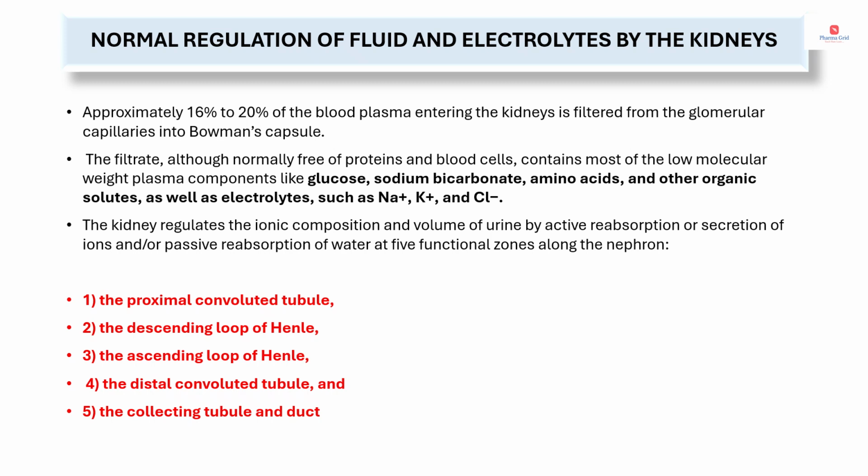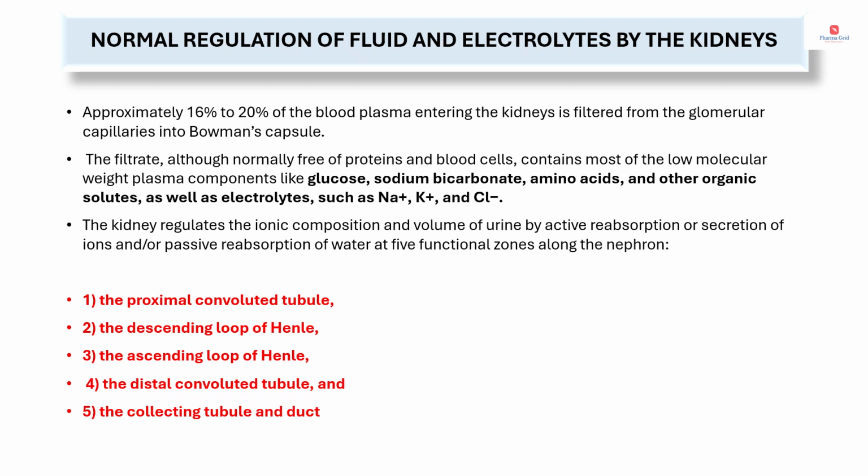Bowman's capsule. The filtrate, although normally free of proteins and blood cells, contains most of the low molecular weight plasma components like glucose, sodium bicarbonate, amino acids and other organic solutes, as well as electrolytes such as sodium, potassium and chloride. The kidney regulates the ionic composition and volume of urine by active reabsorption or secretion of ions and/or passive reabsorption of water at five functional zones along the nephron.